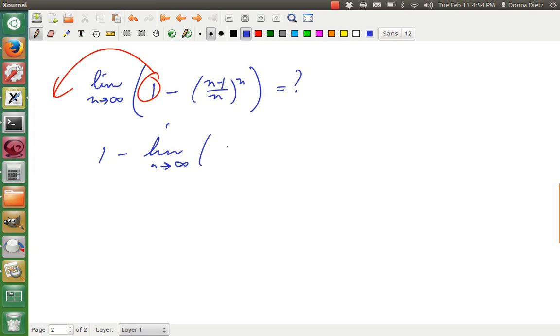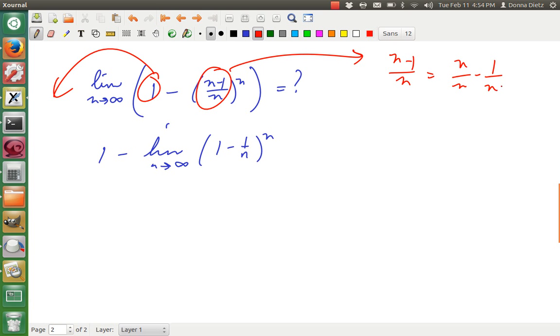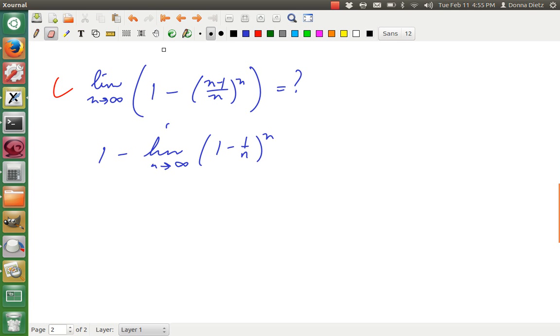Okay, this is 1 minus 1 over n, to the n, because this is just algebra, right? If I pull this aside, n minus 1 over n is just n over n minus 1 over n, which is just 1 minus 1 over n. So I don't know if that tricked anybody. It wasn't meant to. That was just a little bit of algebra. Okay, I guess we're good to go.